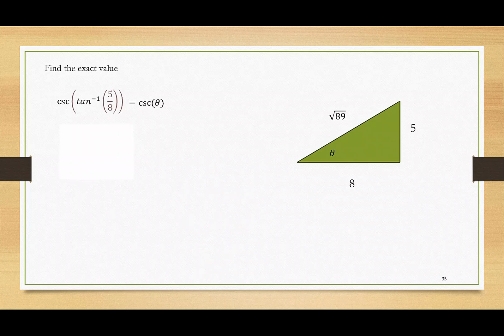Now that we have that on the triangle, we can find the value of sine. Sine of theta will be the opposite 5 over the square root of 89. If we take the reciprocal of that, we get cosecant. This says cosecant of theta is the square root of 89 over 5.